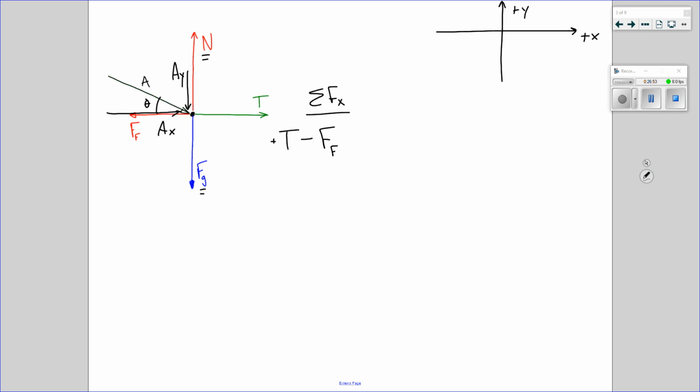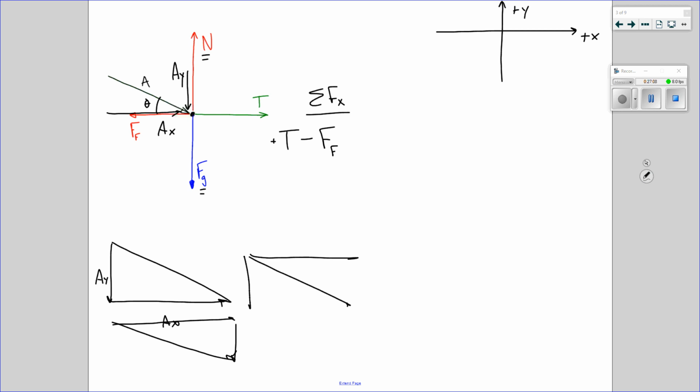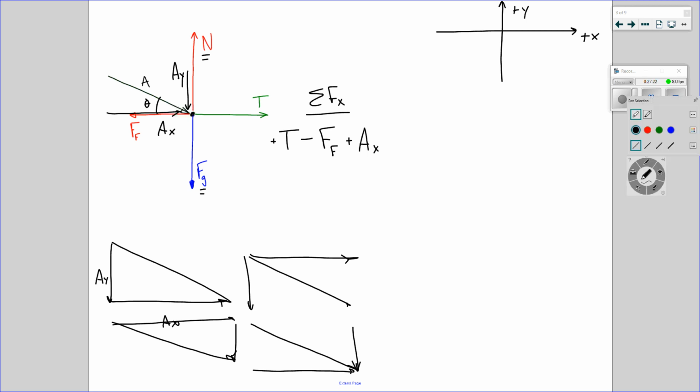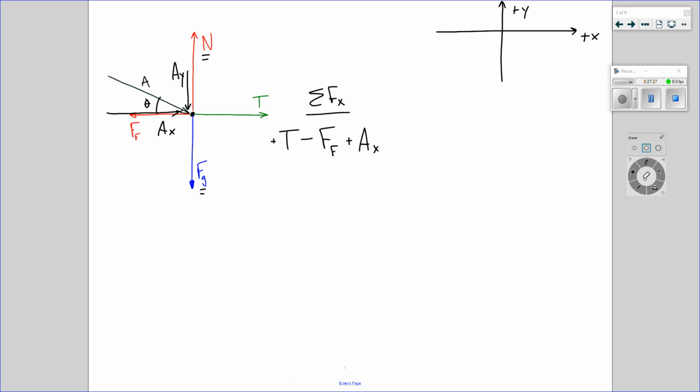All right, what we're doing is saying there's A. You can draw it like this if you want. There's AX and AY. I like to do it like this lots of times. But notice I'm drawing the same size components in the same direction every time, okay? So that AX component points in the positive direction to the right. And those are all of the forces acting on this object in the X direction.